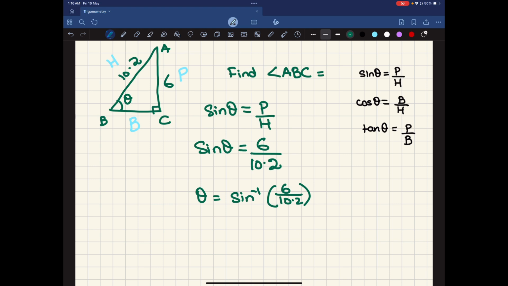And then you should get theta is equal to 36.0318. You can round it off to 36.0 degrees.